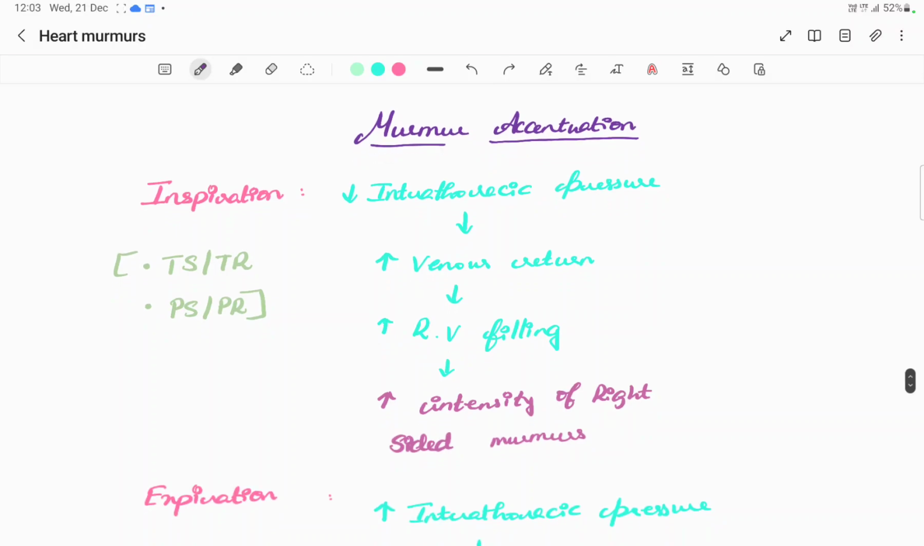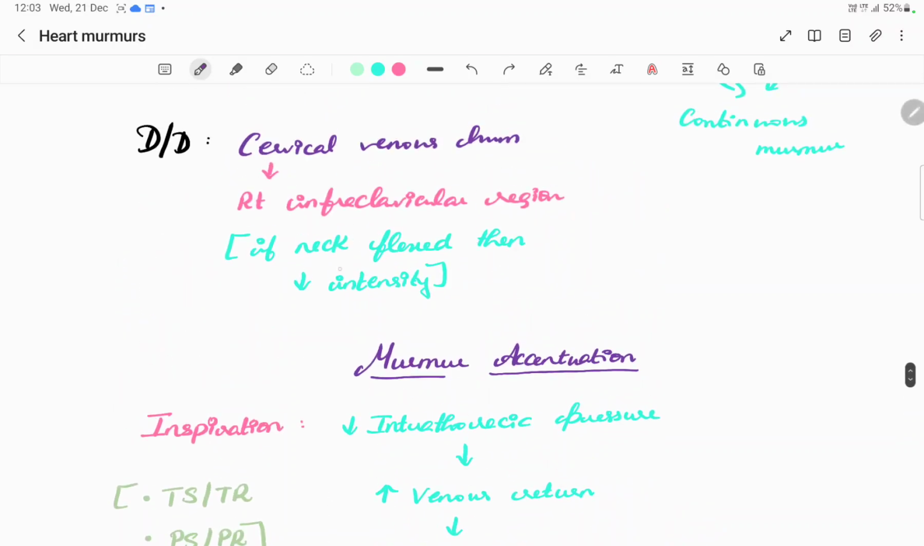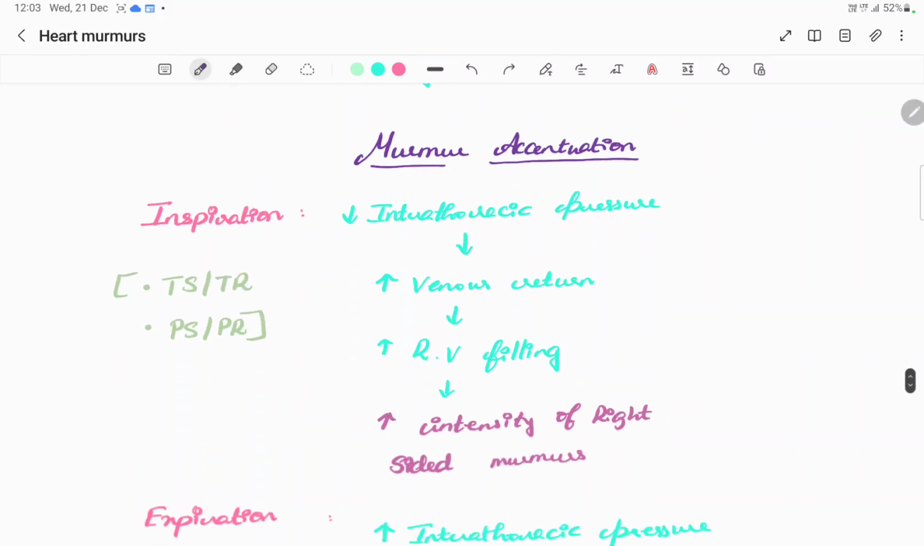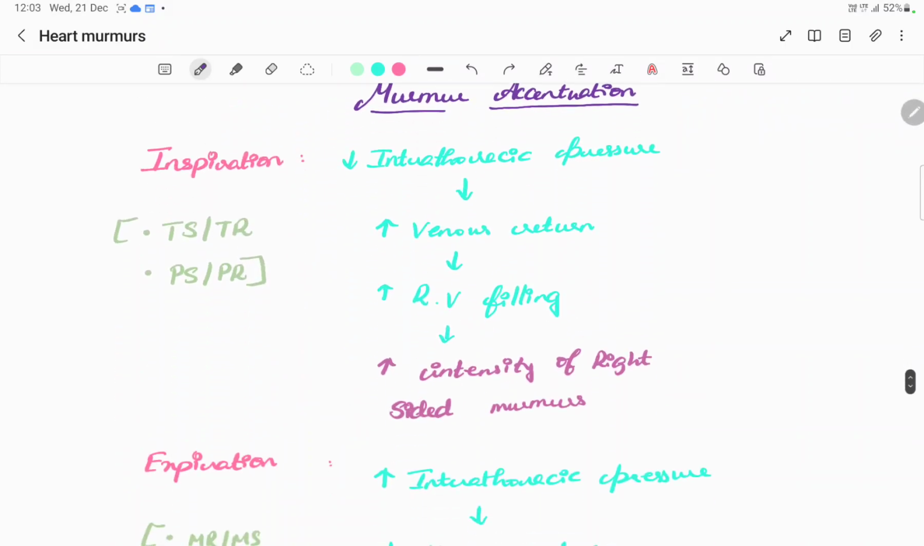So it basically reduces the blood flow from the jugulars. That's why there's a decrease in intensity. So coming to the murmur accentuation. So accentuation of the murmur first by inspiration.